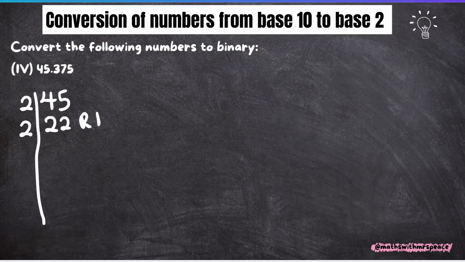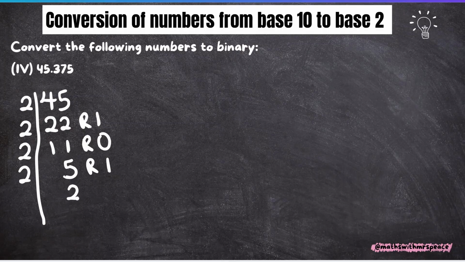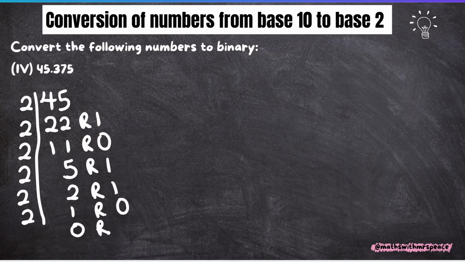22 divided by 2 will be 11 remainder 0. 11 divided by 2 will give us 5 remainder 1. 5 divided by 2 will give us 2 remainder 1. 2 divided by 2 will give us 1 remainder 0. And 1 divided by 2 will give us 0 remainder 1.